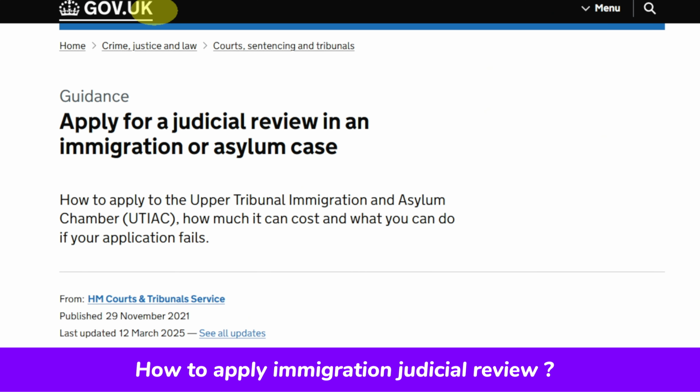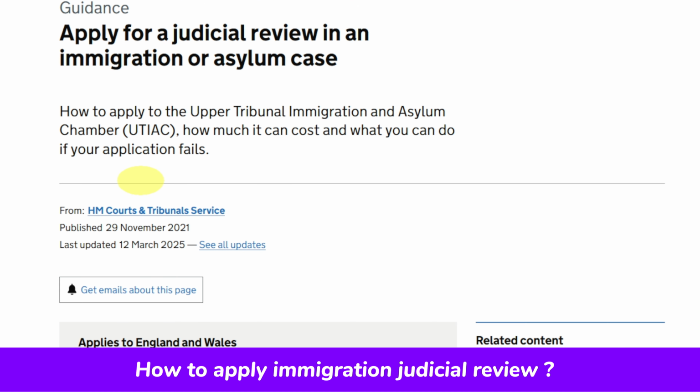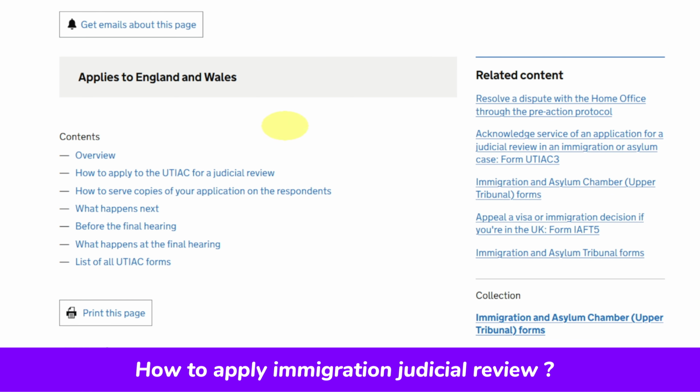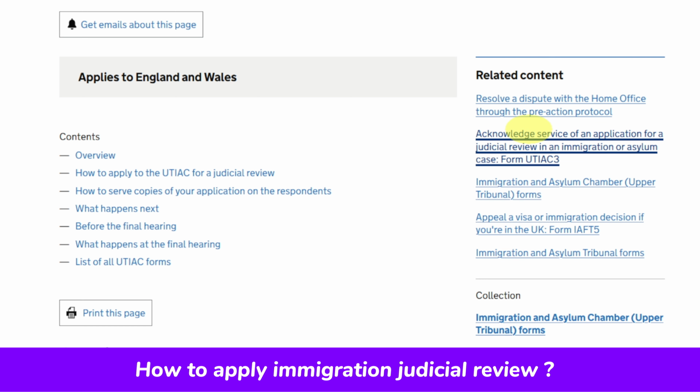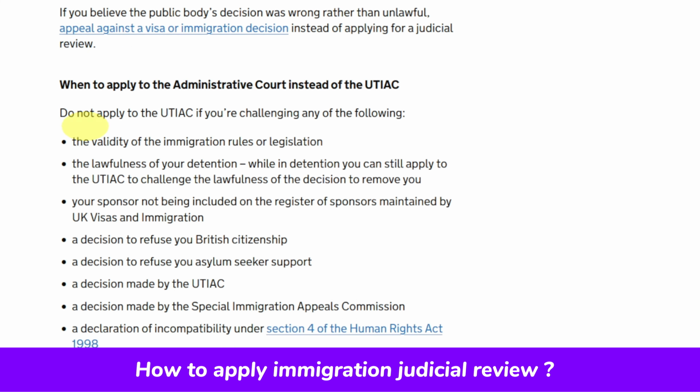Now let me show you gov.uk. If you go on gov.uk, apply for judicial review in an immigration or asylum case, you will land on this page, which has all the details we just discussed. It tells you how to apply, how to serve copies, what happens next, before the final hearing, and what happens at the final hearing. Over here, it will provide you all the forms we just discussed. On the right side, it also provides related content. For example, resolve a dispute with the Home Office through the pre-action protocol, Immigration and Asylum Chamber forms, and appeal a visa or immigration decision if you are in the UK. They have provided all the details over here.